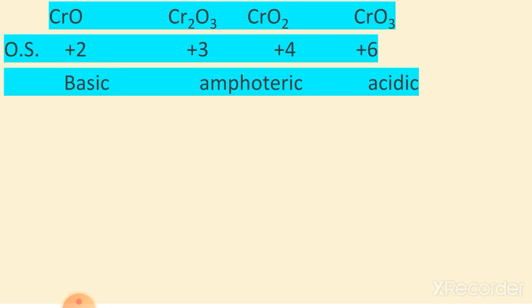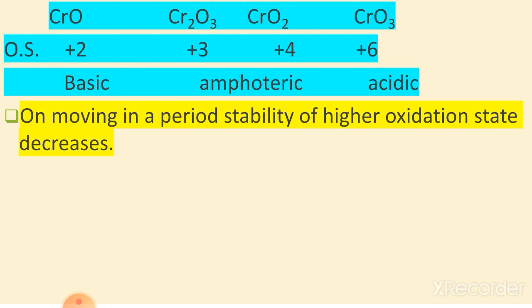Now, students, on moving across a period, the stability of higher oxidation state decreases. So now look at the species: VO3-, CrO4 2-, MnO4-. This shows the decrease in stability of the higher oxidation state.